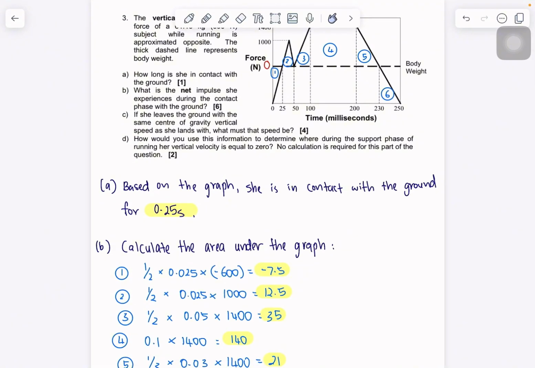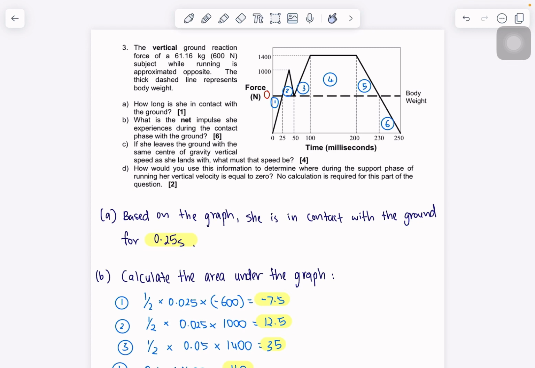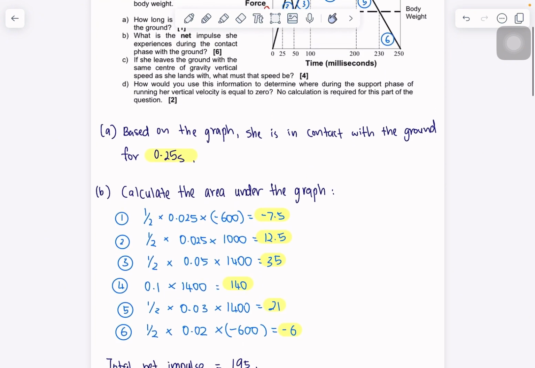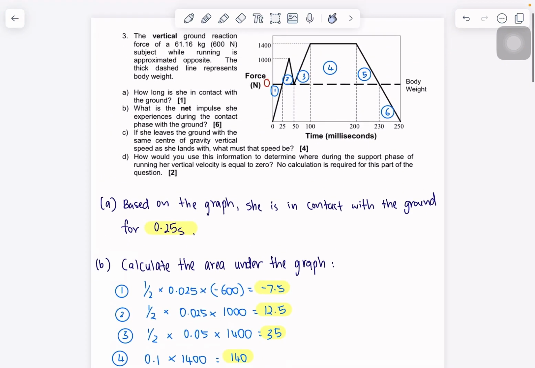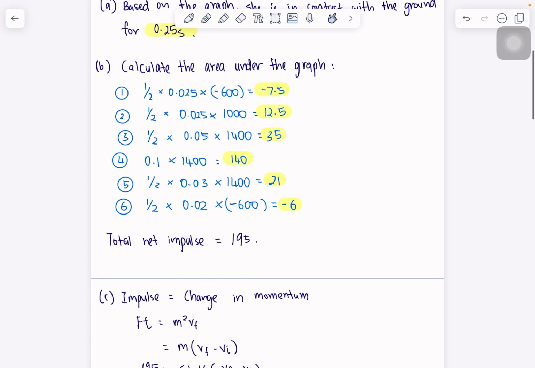For question 3b, what is the net impulse she experienced during the contact phase with the ground? In order to calculate the net impulse, we use the method of area under the graph. We calculate the 6 areas under the graph and sum them up. Then we get the net impulse. In this case, our total net impulse is equal to 195.